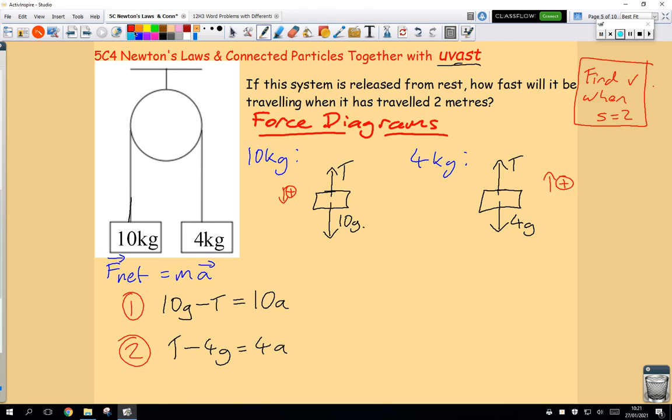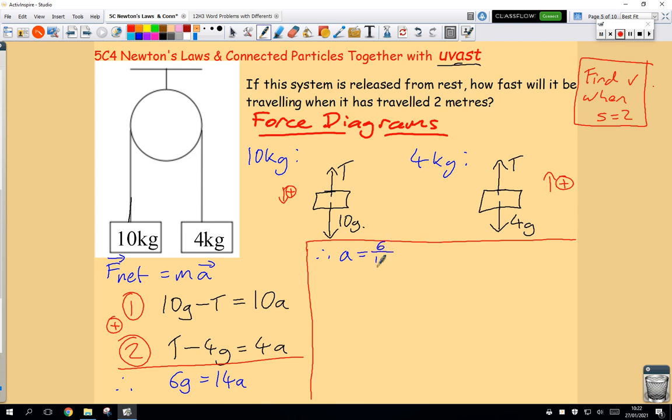Adding those two equations, using the addition property of equations, adding the left hand sides, 10g added to negative 4g, that's 6g. T added to negative T, the Ts will cancel here. 10a added to 4a on the right hand side is going to be 14a. Solving for a, dividing on both sides by 14, we'll find that a is going to equal 6 over 14 times g, which simplifies to 3/7 g.